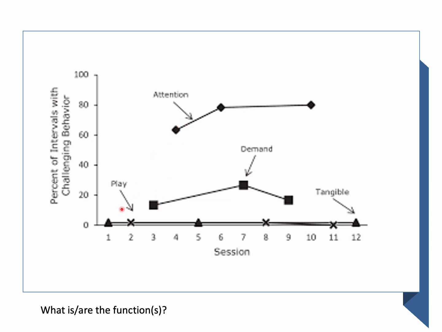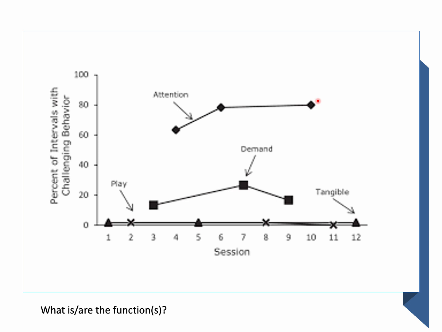And in this case, we can clearly see that in the tangible condition, the behavior never occurred. In the play or our control condition, the behavior never occurred, which is a good indication that the behavior is not maintained by automatic reinforcement. However, we do see behavior in about 60 to 80% of our sessions for the attention condition. Okay, so for the attention condition in the first session, the behavior occurred in 60% of the intervals. In the second session for the attention condition, the behavior occurred in around 80% of the intervals, and again, we saw the same results for the third condition.